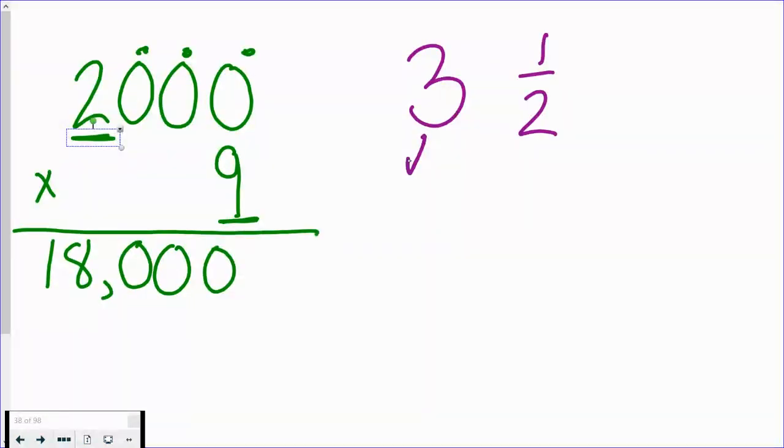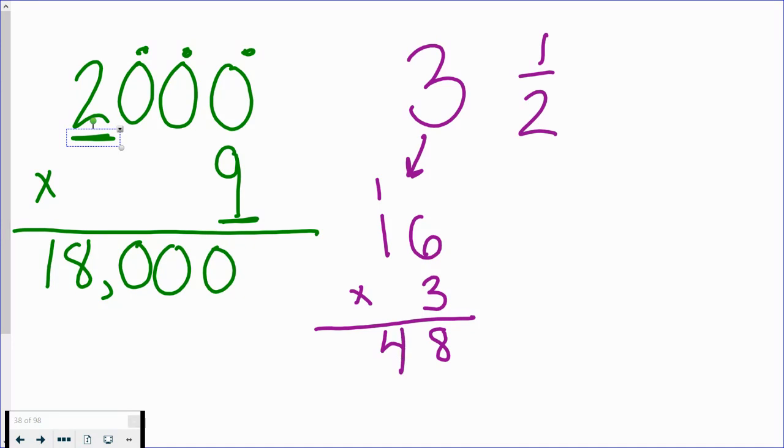So let me deal with the whole number first. There's 16 ounces in each pound, and I know I have 3 pounds. So let me use a multiplication equation. 16 ounces in each pound, 3 pounds, 16 times 3. Okay, so 3 times 6 is 18. Do my regrouping. 3 times 1 is 3, plus 1 is 4.